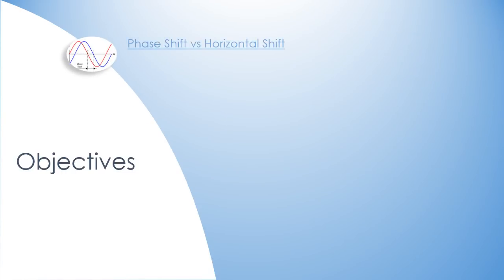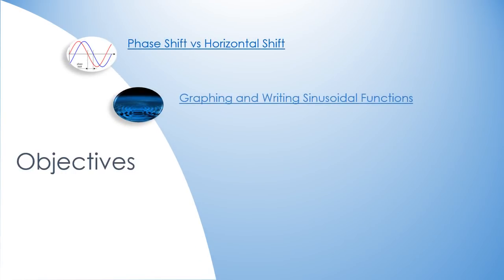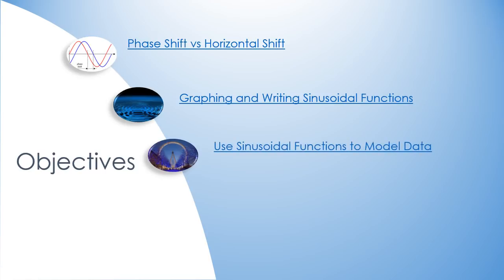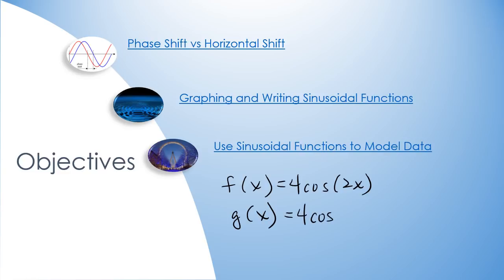The objectives for this lesson are phase shift versus horizontal shift, graphing and writing sinusoidal functions, and using sinusoidal functions to model data. On the next slide, you'll be exploring phase shift versus horizontal shift by graphing a couple of functions. Those functions are f of x equals 4 times the cosine of 2x, and g of x equals 4 times the cosine of quantity 2x minus pi over 2.